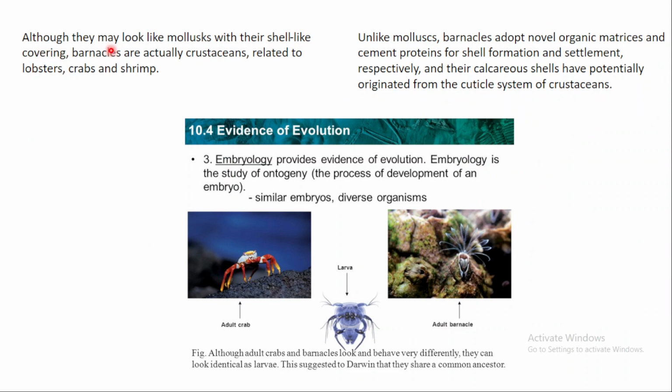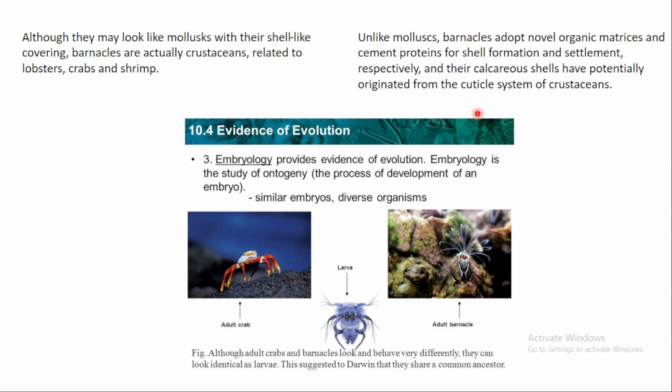So barnacles, although they may look like mollusks with their shell-like covering, are actually crustaceans, belonging to the crab and shrimp family, related to lobsters, crabs, and shrimp. Unlike mollusks, barnacles adopt novel organic matrices and cement proteins for shell formation and settlement, respectively, and the calcareous shells have potentially originated from the cuticle system of the crustaceans.